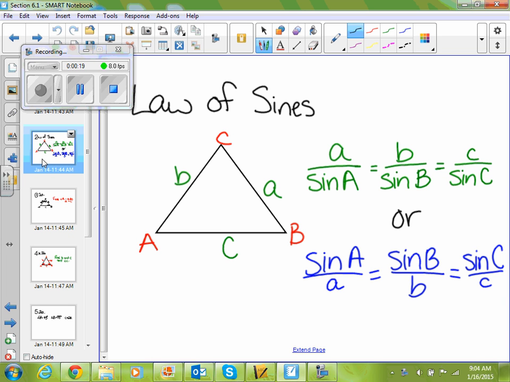So for this triangle ABC, the law of sines is that side A over sine of angle A equals side B over sine of angle B equals side C over sine of angle C. You can also invert that by flipping the fractions upside down. And so you'll get sine of A over A equals sine of B over B equals sine of C over C.